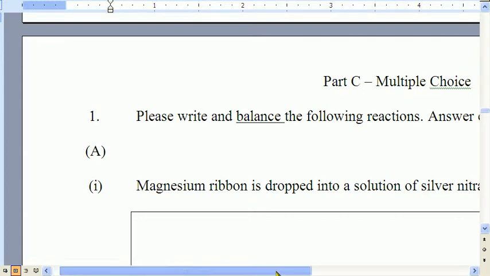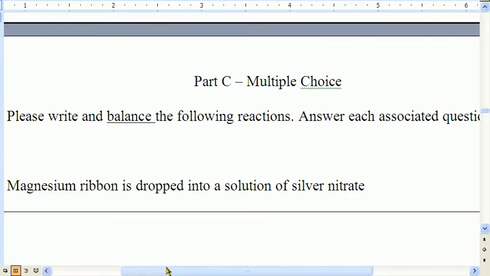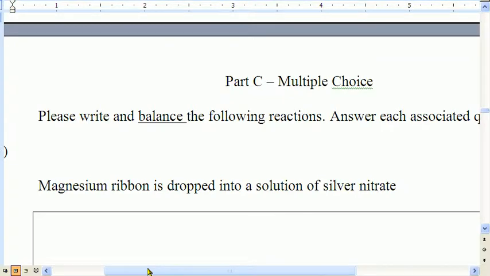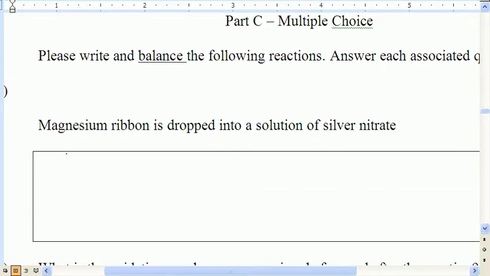Alright, free response time. We've done these in class. Let's go over it again though. This first one, single replacement reactions. Magnesium ribbon, Mg0, is dropped in a solution. There's our water word. Silver nitrate.